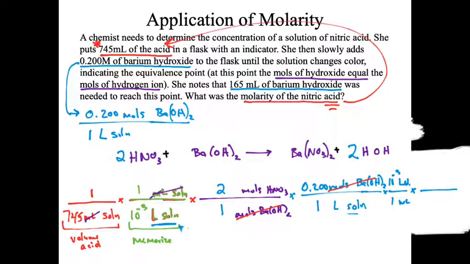Okay? Your liters of solution cancel. I need to cancel the milliliters. So 165 milliliters of solution over 1. That cancels out. Now what do we do? I've got to plug this into my calculator and solve it all out.